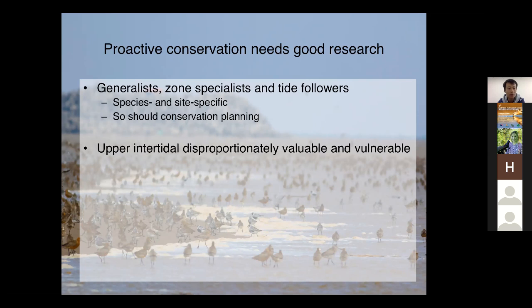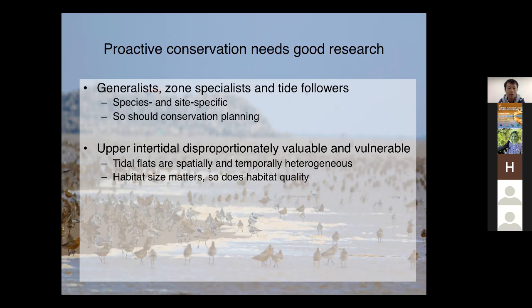Based on this distribution pattern, we showed the upper tidal zone is disproportionately valuable and vulnerable, indicating that the tidal flats are spatially and temporally heterogeneous. And losing a small part of this valuable habitat can lead to drastic population consequences. In other words, in conservation, not only the size of the habitat matters, so does habitat quality. So we should strive to protect the most valuable upper tidal flats and prevent any new reclamation of the existing mudflat, because any new reclamation will likely affect upper tidal flats and birds first.